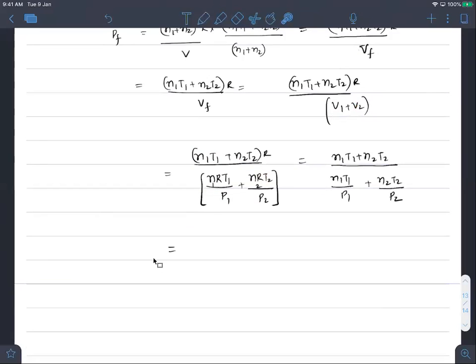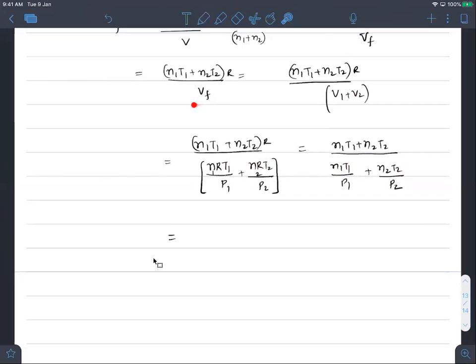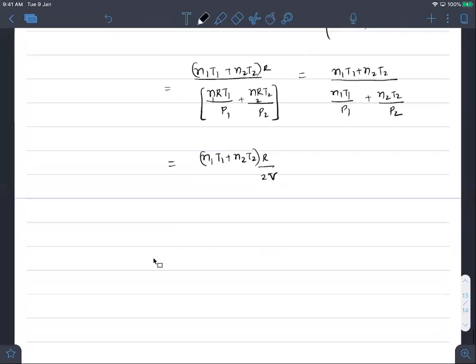If you have to showcase that in number of moles, if different volumes are given, this is when you have different volumes. Since it is the same volumes, final V will be 2V. So it will be N1 T1 plus N2 T2 into R divided by 2 into V. N1 I can write as P1V by RT1 plus P2V by RT2, that multiplied by R by 2V. So R and V will get cancelled, and T1 and T2 will also get cancelled. So it will simply be P1 plus P2 by 2.